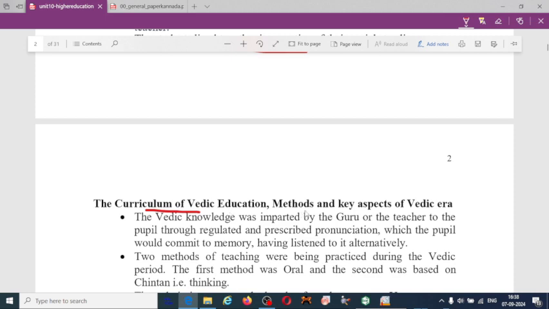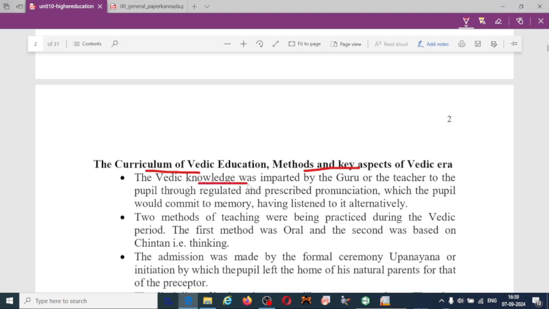Curriculum of Vedic education, methods and key aspects of the Vedic era. Vedic knowledge was imparted by the Guru or teacher to the pupil through regulated and prescribed pronunciation, which the pupil would commit to memory having listened to it alternately. Two methods of teaching were practiced during the Vedic period. The first method is oral and the second one is chintana, thinking. So in earlier times you had to either listen or have chintana, or thinking, what we call.